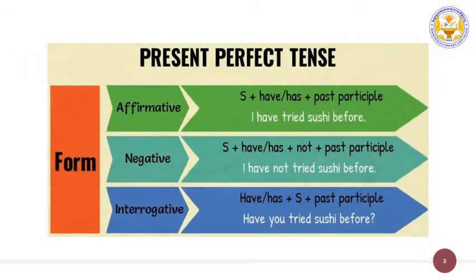So here is the form of present perfect tense in positive form, negative form, and question form. In positive form, you just use have and has with the verb participle. For example, like I have tried sushi before. And if you want to change it into negative form, you just add not in between have and the verb participle. You can see the example here. I have not tried sushi before.